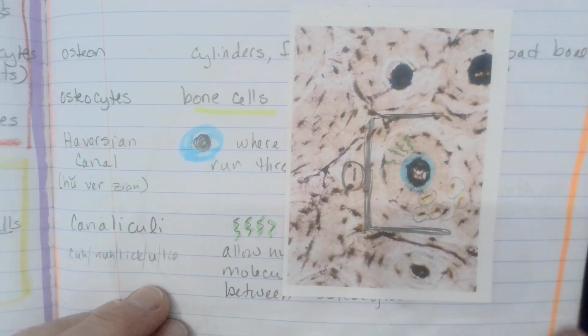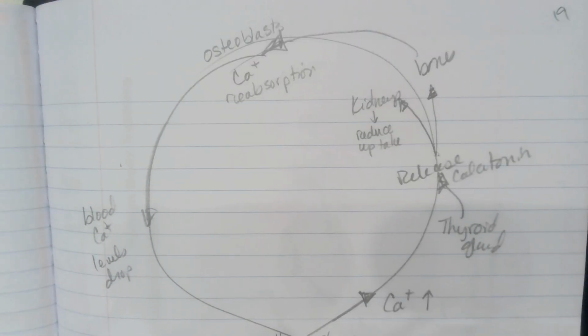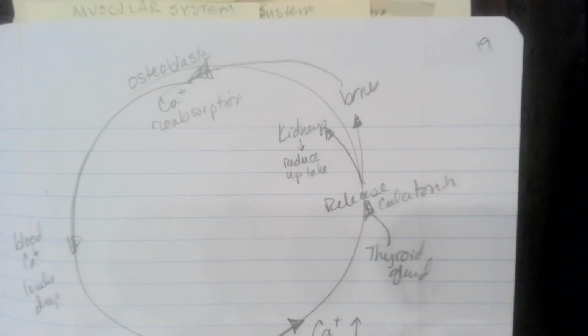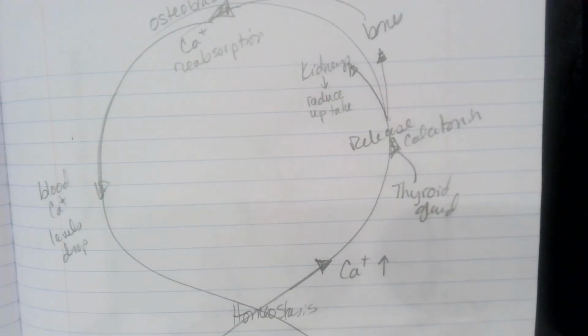Okay, one last thing: the feedback loop. This is a negative feedback loop, because it's kind of got a figure 8 look to it, and it's simplified. But it's simplified for what we need.